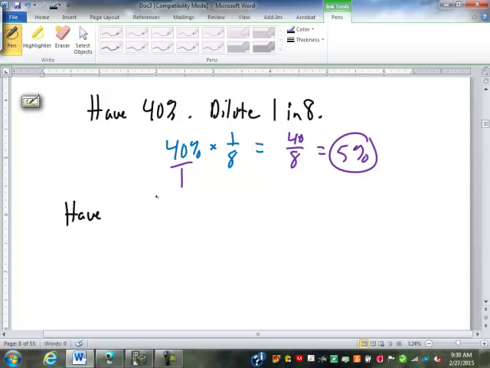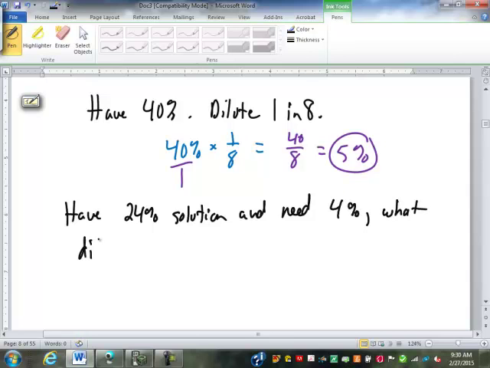If we have a 24% solution and need a 4% solution, what dilution do we use? So how do we find that out?